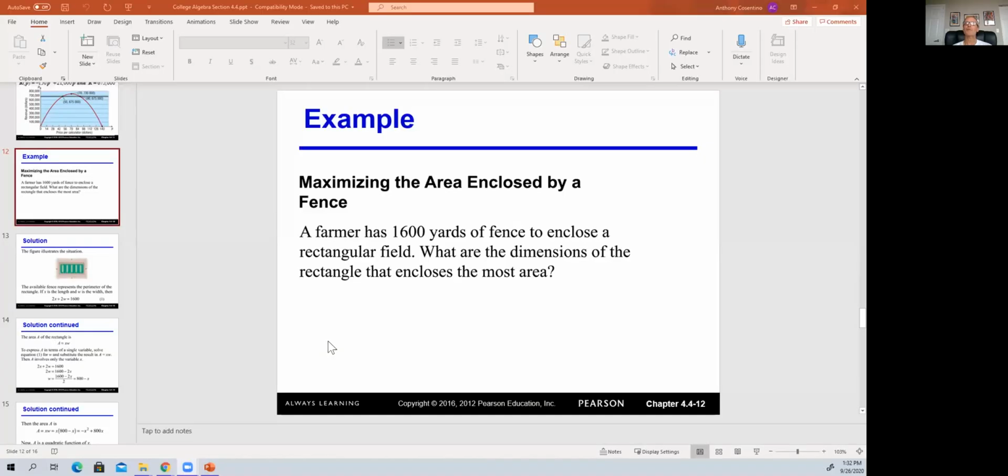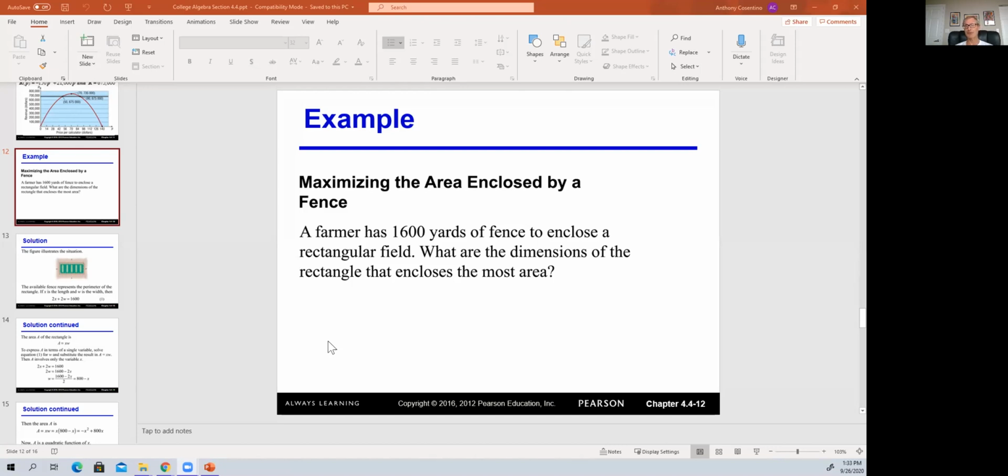And so what we'll do is use some of our newfound modeling ideas with quadratics to solve this problem. And this one basically says we want to maximize an area with the amount of fence that we buy. So say you go to Home Depot and you say, I want 1,600 yards of fence to enclose a rectangular field. So what would be the dimensions of the rectangle that encloses the most area?